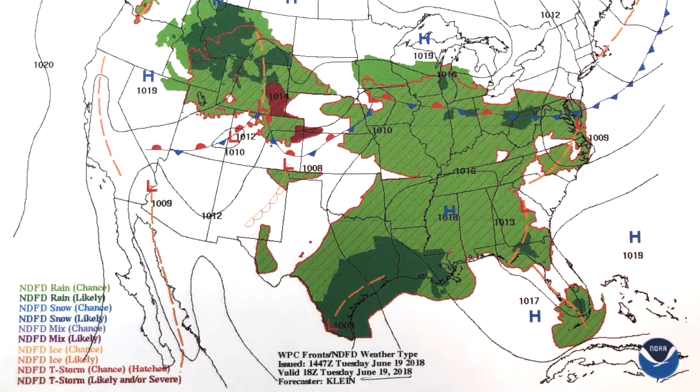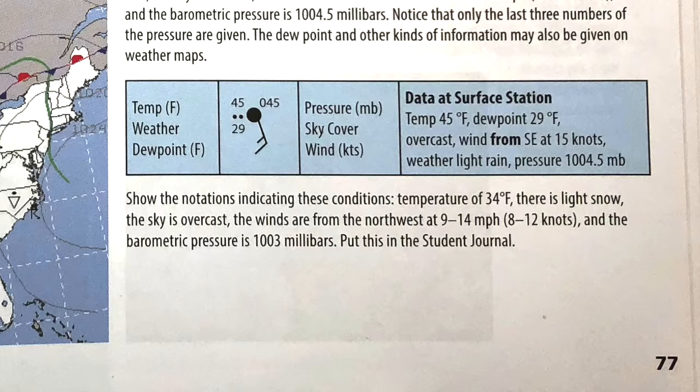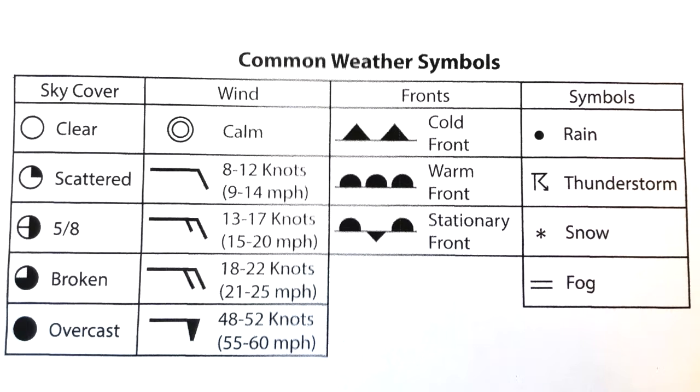Students should choose an area near where they live and give as much information as they can about the current weather conditions there. Students will carefully examine the weather information given in the box on page 77 in the textbook. They should refer to common weather symbols in the appendix of the student journal and interpret the information given there.